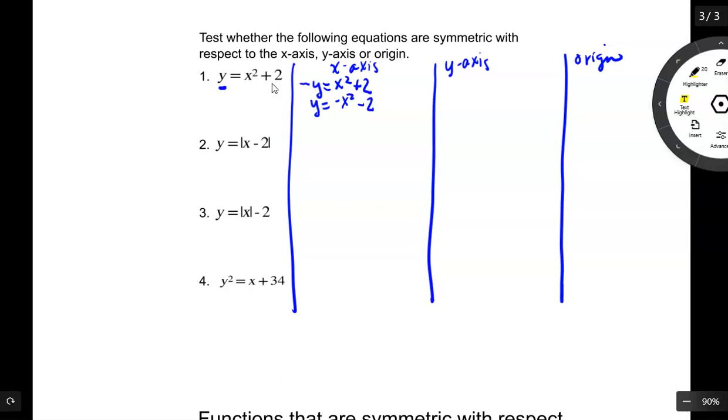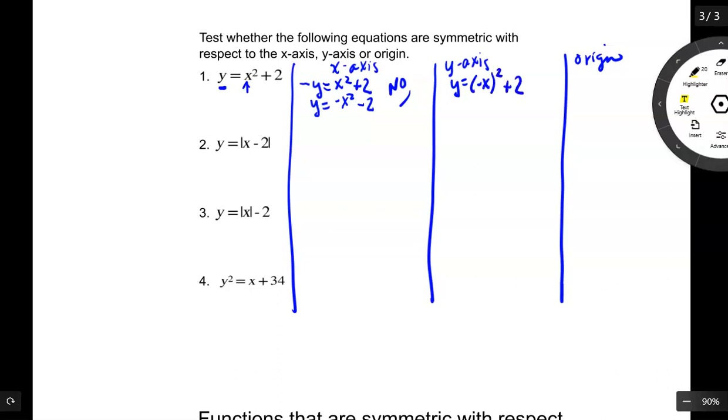Is this an equivalent equation? Well, no, it's not, right? It's not going to have the same solutions. So the answer here is no. Now for y-axis, we do the opposite. We replace the x with negative x, and then we check to see if it's an equivalent equation. So let's do that. I'm going to write the equation just like it is over here, except instead of x squared, I'm going to square negative x.